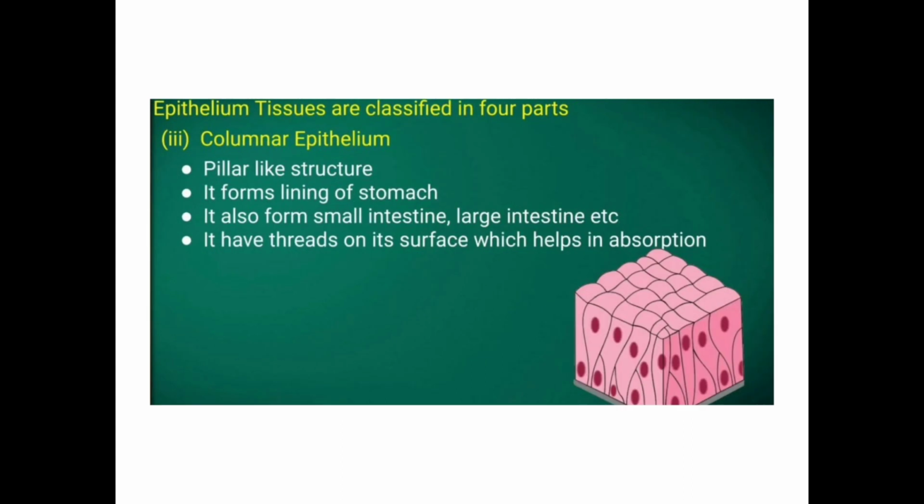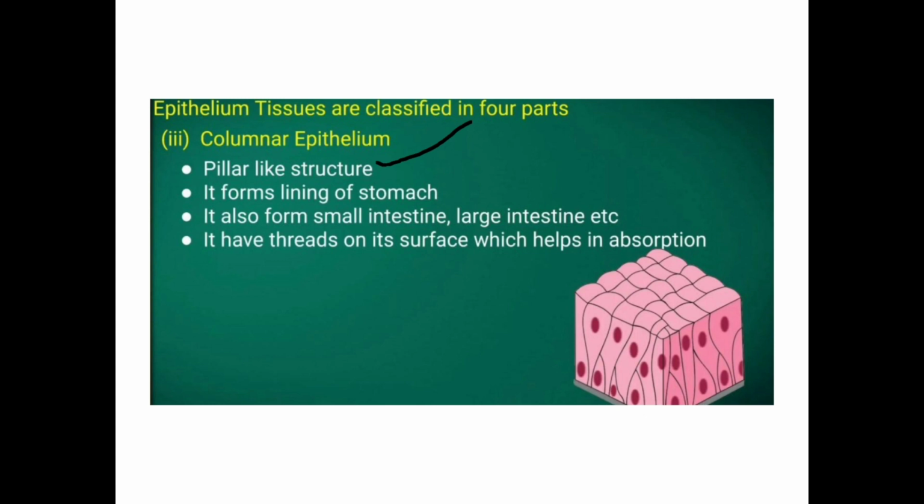The next one is columnar epithelium. It is thicker than the cubical epithelium, a pillar-like structure. It forms the lining of the stomach. So the lining of the stomach is columnar epithelium.